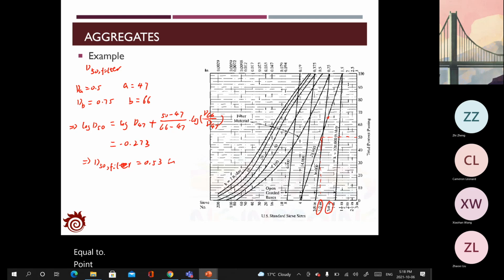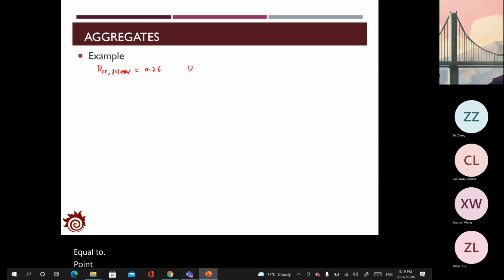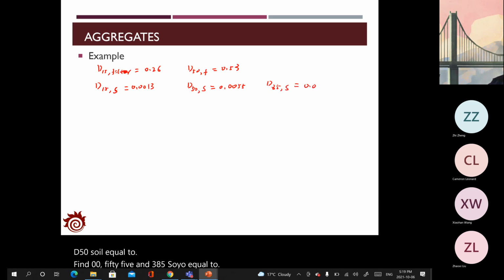0.53 inches. So we have this information, and now we need to determine whether this material is appropriate as filtering material. We have D15 filter equal to 0.26, D50 filter equal to 0.53, and we have D15 soil equal to 0.0013, D50 soil equal to 0.0055, and D85 soil equal to 0.021. With that, we can then check whether it's appropriate.